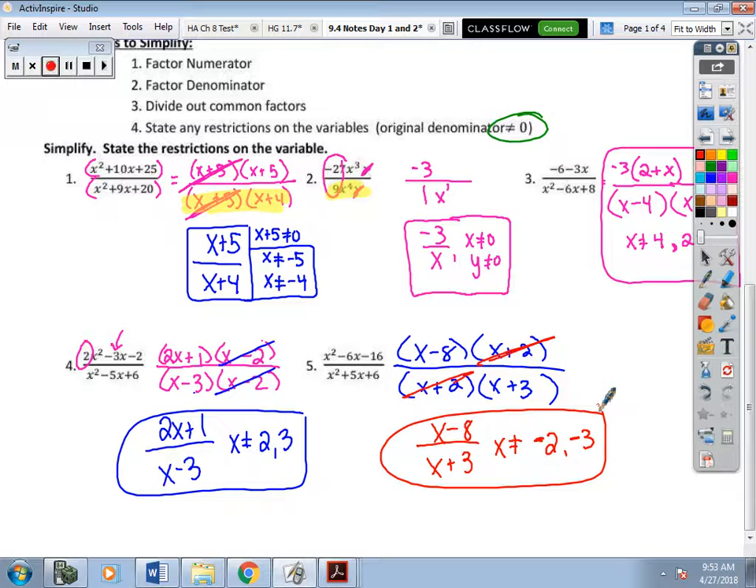We should get x minus 8 divided by x plus 3. The restrictions are negative 2 and negative 3.